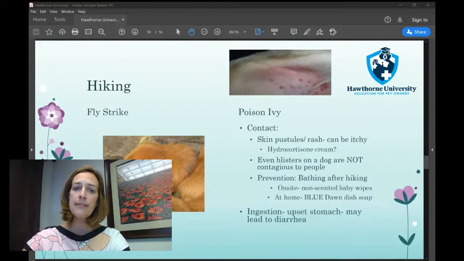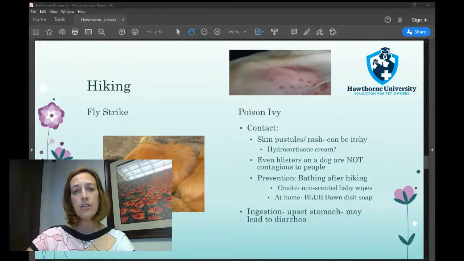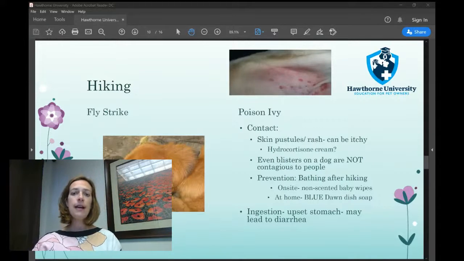Once you get home, a nice bath with the blue, and I stress the blue because the blue does not have any perfume or scents in it that can cause issues to dog skin. So the blue Dawn dish soap is a very mild yet powerful cleanser that we can use.